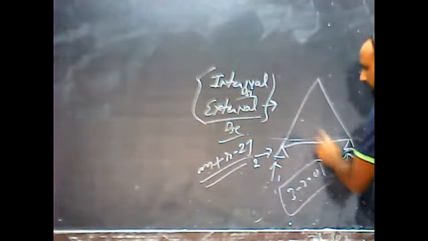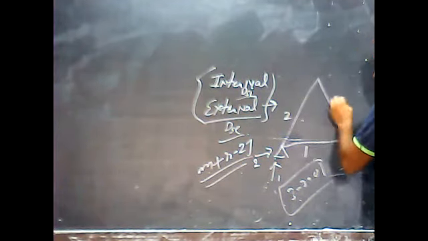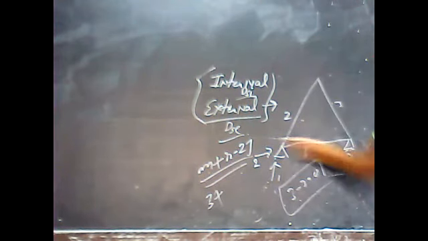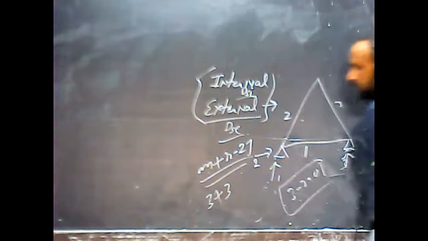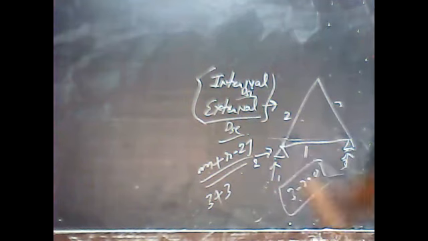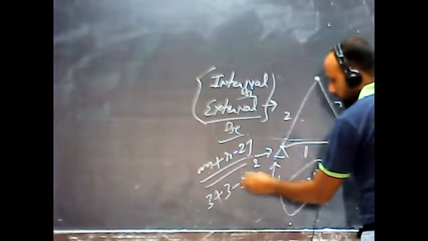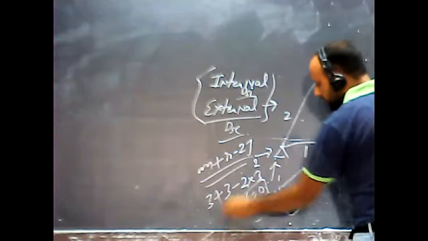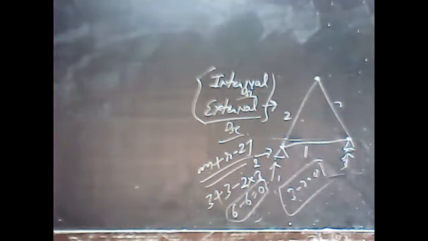So calculate the number of members: 1, 2, 3. Put the value: 3 reactions, 1, 2, 3, and J, the joint number, 1, 2, 3. 3 plus 3 minus 2 into 3. 6 minus 6, 0. My overall indeterminacy of the structure comes out to be 0.